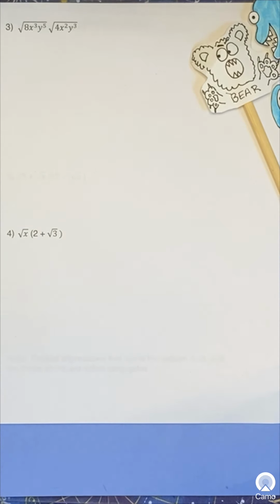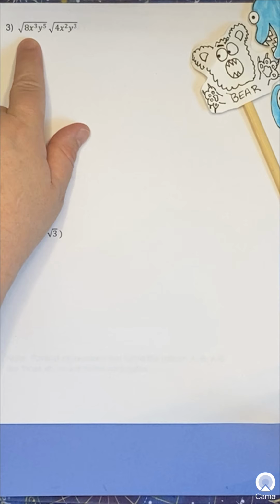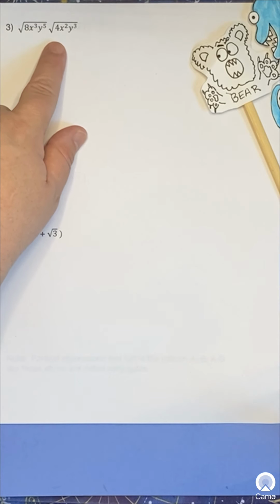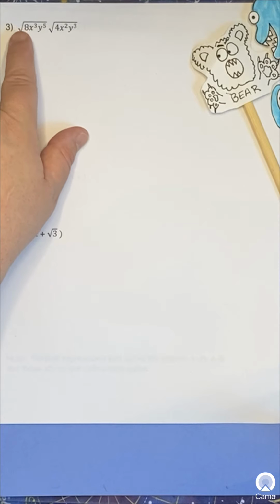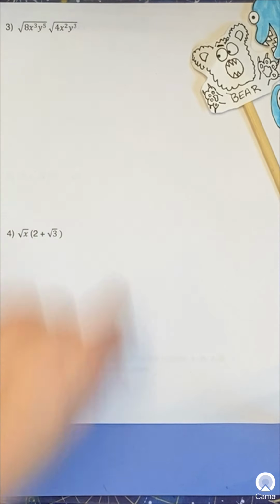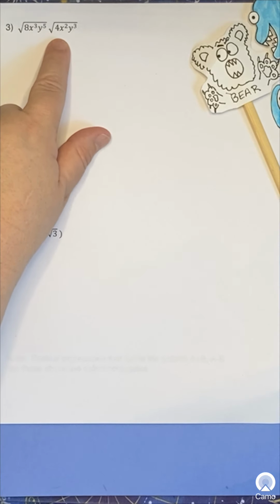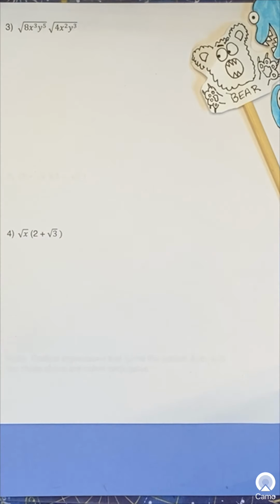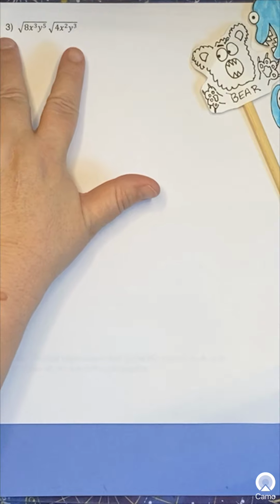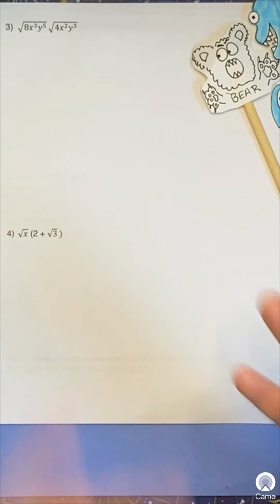Wow. There's a lot of stuff going on there. I think most people would agree that's a big old bunch of stuff. And as I look, I've got radical 8x cubed y to the 5th times radical 4x squared y cubed. And each of these doesn't simplify. So I should say neither of them simplifies nicely. There's no obvious simplification. I mean, maybe that 4, because I know what the square root of 4 is. That's 2, right? And the x squared, perhaps. But the rest of it's a mess. So what I'm going to choose to do is I'm going to go ahead and combine them and then break them up, if that makes sense.